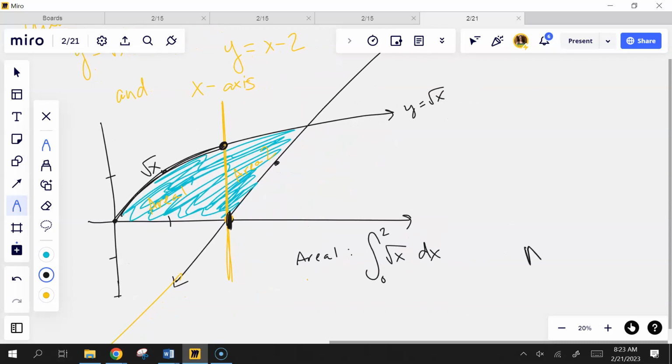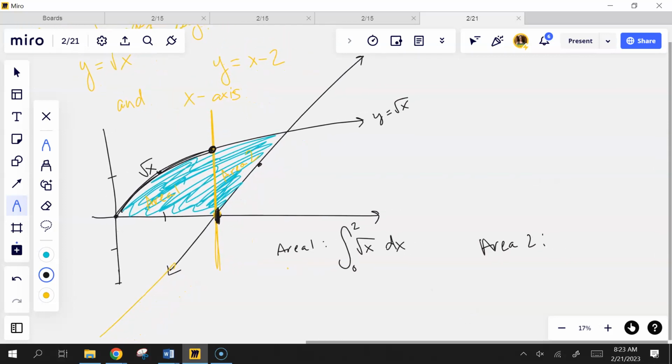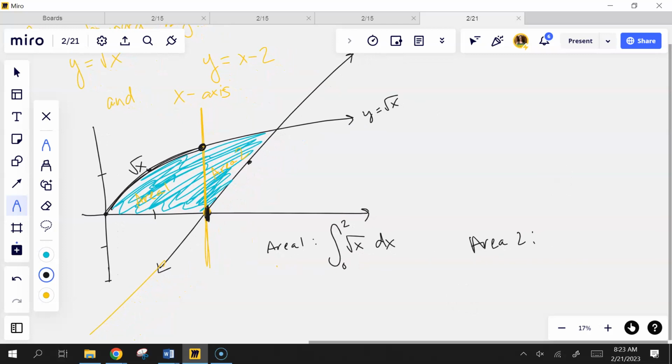Now area 2, and I'll evaluate it in just a second. Let me just get my integrals set up. Area 2 is where I really have to come in and think just a minute. I know I'm going from 2 to what? How do I know? What am I doing?